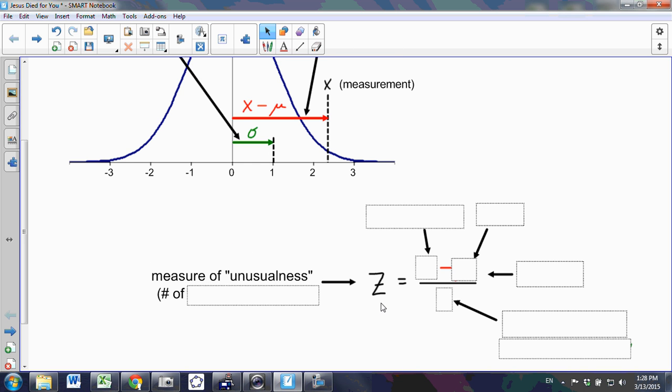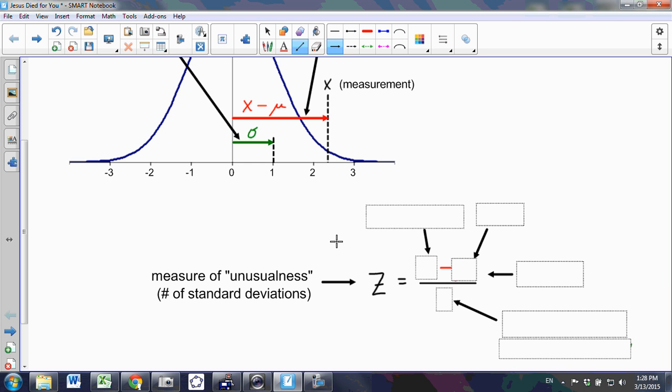A z-score tells you how unusual a particular measurement is, and it's simply a number of how many standard deviations a particular measurement is from the mean. These numbers up here are z-scores. In this particular case, if the measurement were here, it would be a z-score between 2 and 3.